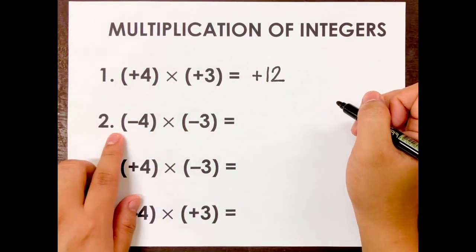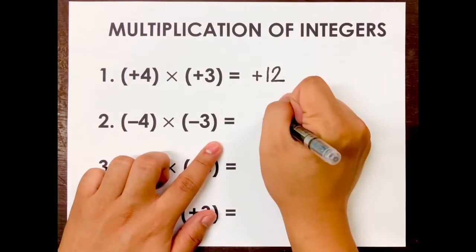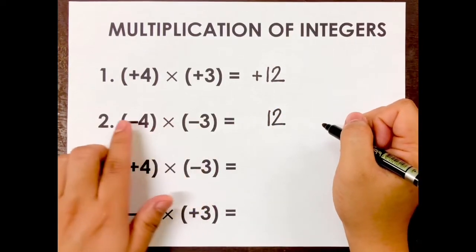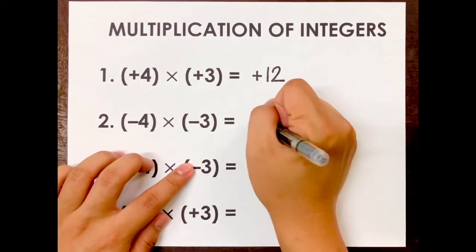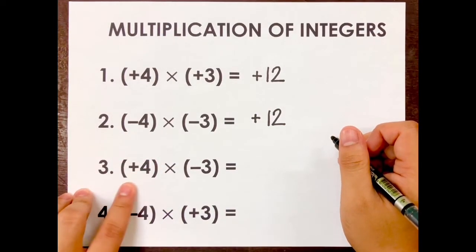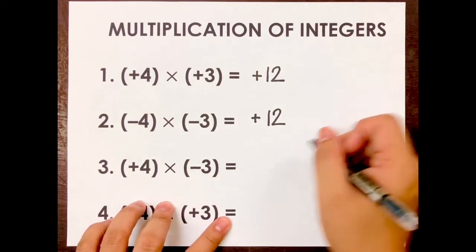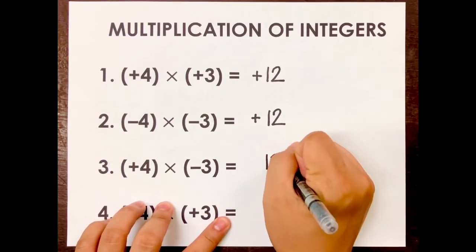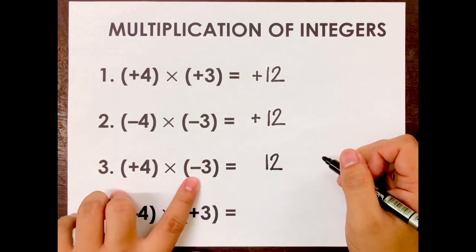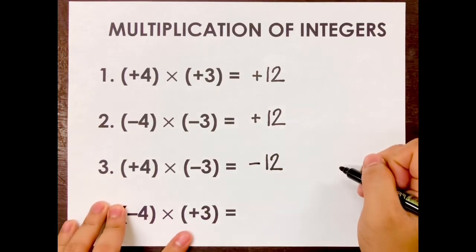The same as here in number 2. We have negative 4 times negative 3. 4 times 3 is again 12. And since they have the same signs, the product is positive. For number 3, we have positive 4 times negative 3. Again, 4 times 3 is 12. But since the factors have different signs, the sign of the product will be negative.